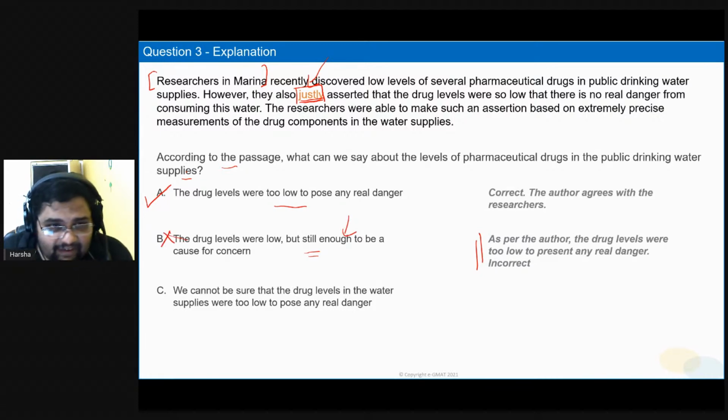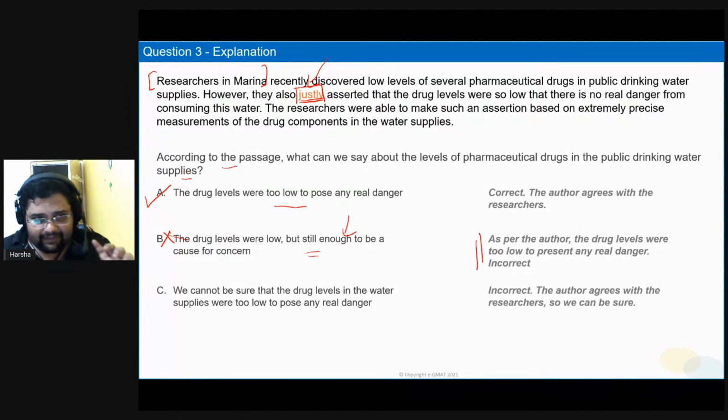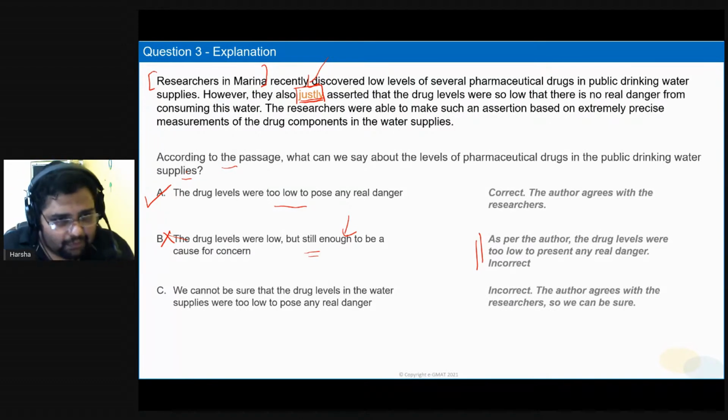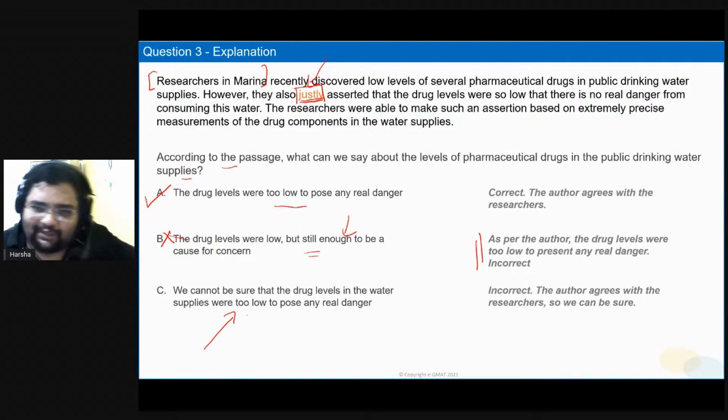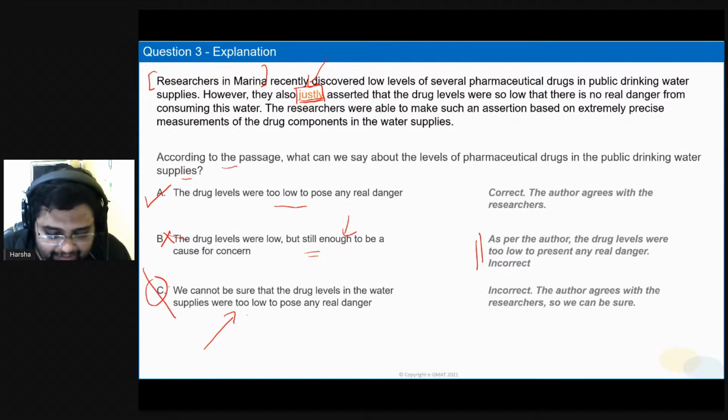Option C, usually I would see a few more people choose option C, because that typically tells me that you have not paid attention to this word justly. If you have not paid attention to this word justly, then it's very, very easy to fall for option C, because you would say that, hey, the researchers in Marina are saying this. You don't know if the author agrees with it. If you pay attention to this word justly, you will choose option A. If you do not pay attention to that word, you will choose option C, which is incorrect.